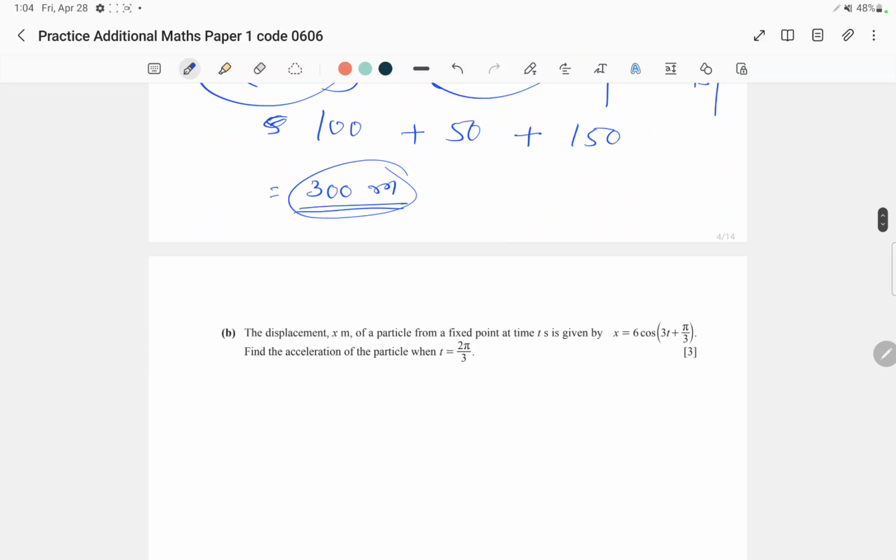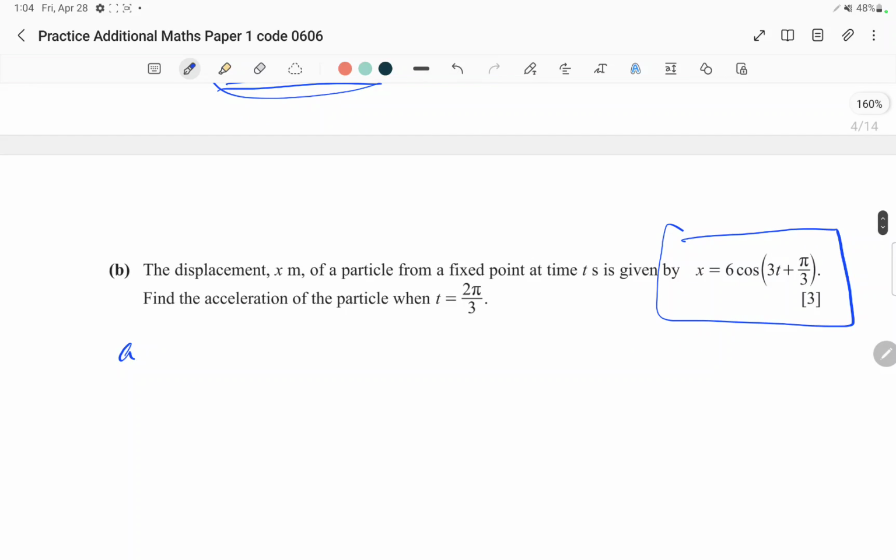Now the displacement x meter for the particle from fixed point at a time t is given by this. This is a different question. Displacement x meter of particle from point at the time t is given by this. Find the acceleration. So we know that acceleration is dv over dt, right? And v is basically dx over dt. So it means my question is based on two differentiation, right? Double differentiation.